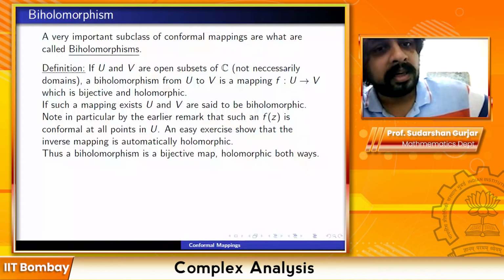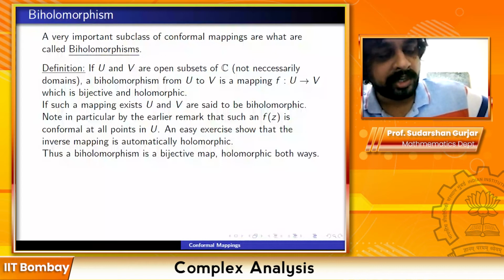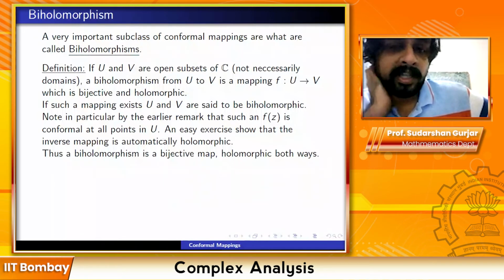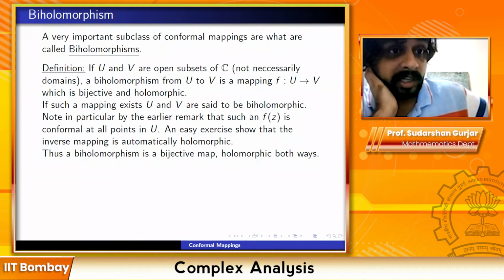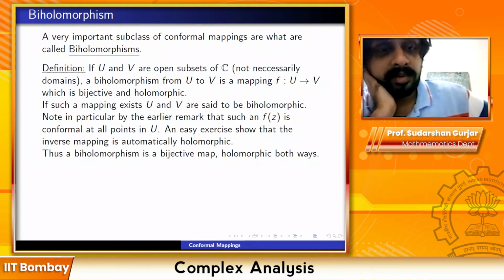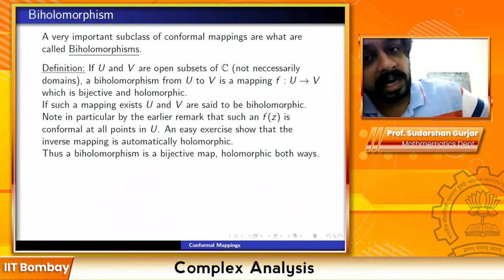Note in particular, by the earlier remark, that such an F(z) is conformal at all points, because we just now saw that injective means the derivative has to be non-zero at all points. So if it is biholomorphic, in particular, it has to be conformal at all points in U. And now an easy exercise shows that the inverse mapping is automatically holomorphic. So I'm only demanding that F from U to V is bijective and holomorphic. Once it is bijective, it has a set theoretic inverse. That inverse is automatically holomorphic. It's just a consequence of the chain rule, in some sense. So you can just try and prove this.